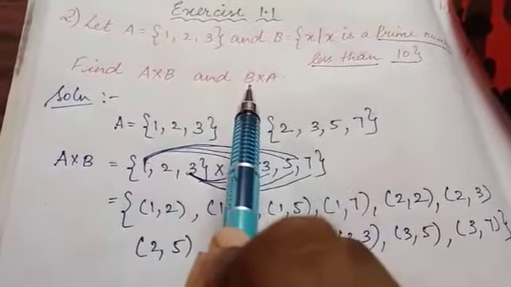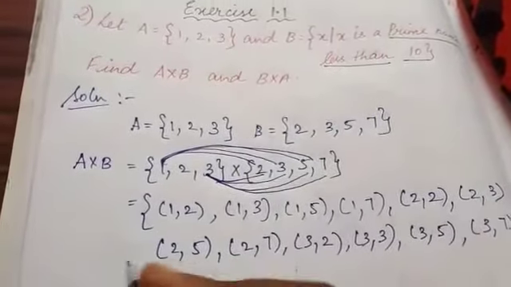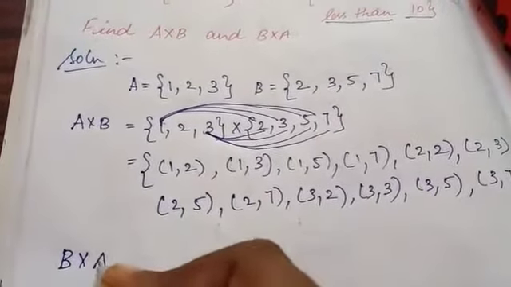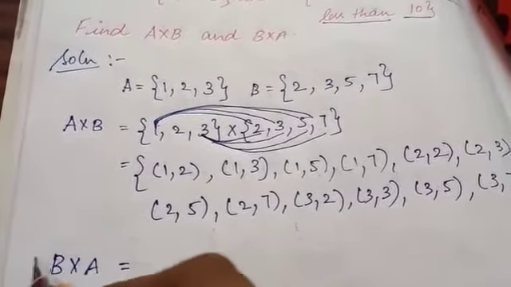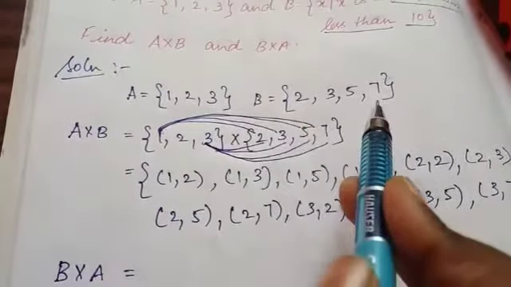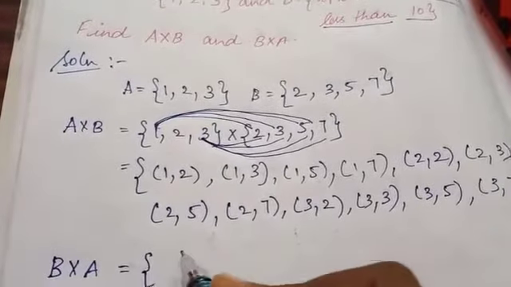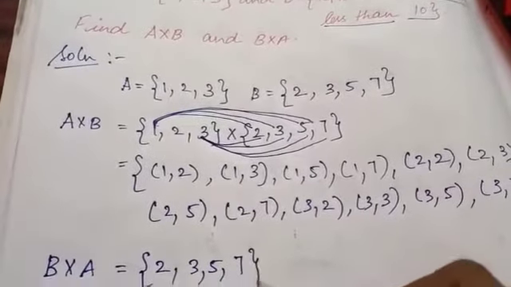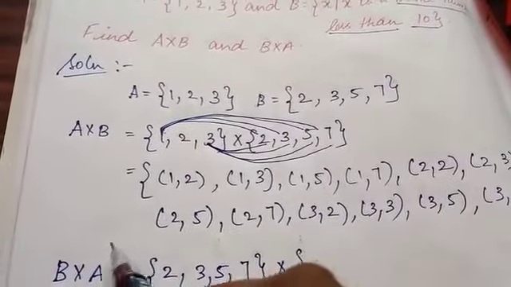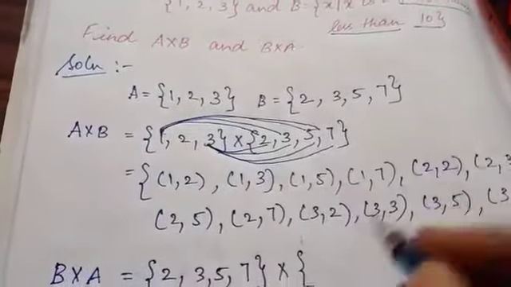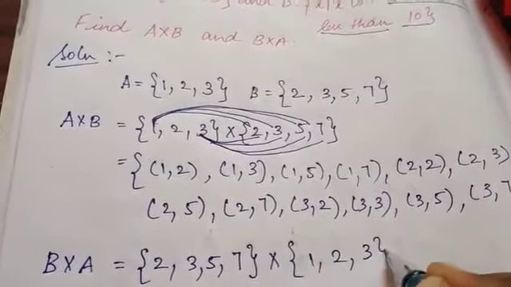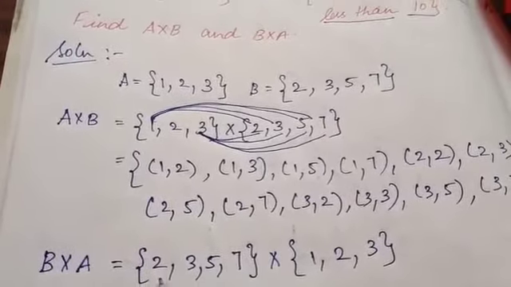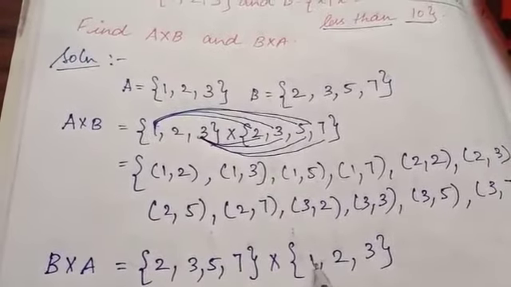Now we have to find B cross A. So B cross A is equal to, what is the first set we have here? B, right? So I'm going to write the elements of B first. The elements of B are 2, 3, 5, 7. Cross, the elements of A are 1, 2, 3. In the same way, we have to pair every element of B with the elements of A.